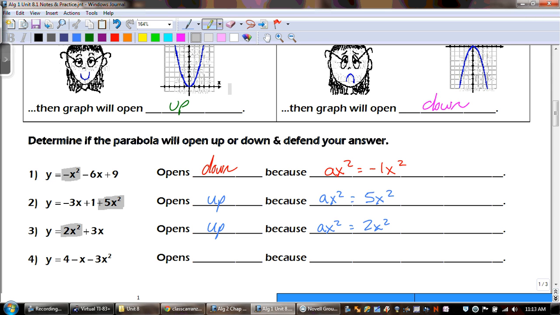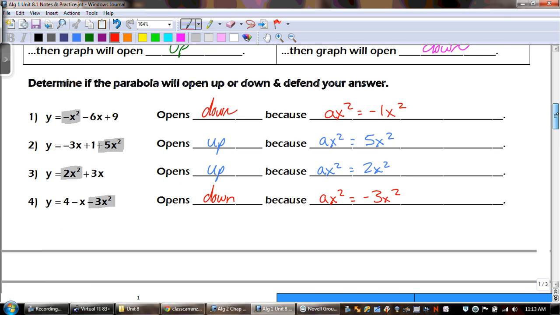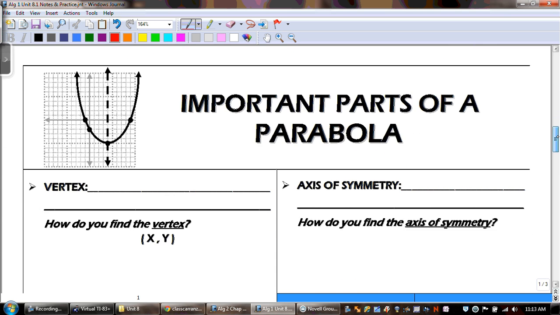Hopefully you found the quadratic term. The quadratic term is negative 3x squared. So it's negative, which means it's going to open down, because our ax squared is negative 3x squared. Okay? All right, let's flip it over.